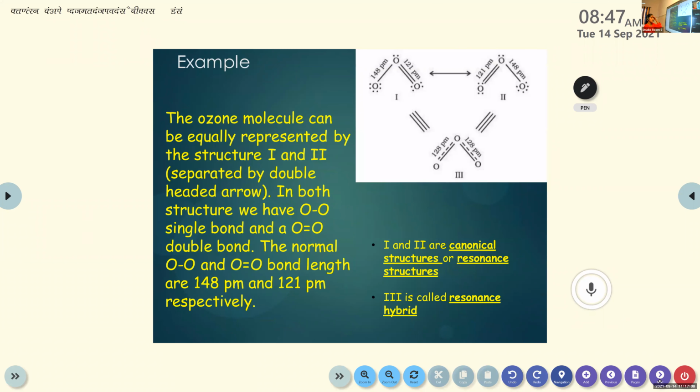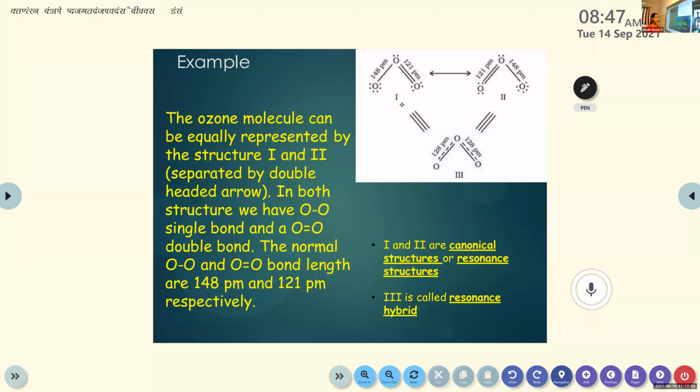So here you can see the example of ozone. This is the proper canonical or resonance structure of ozone. Here you can see there are two structures, structure 1 and structure 2. And the only difference is the change in single bond and double bond, right? And according to this change, their bond length also changes. Single bond is 148 picometer, and the double bond is 121 picometer.